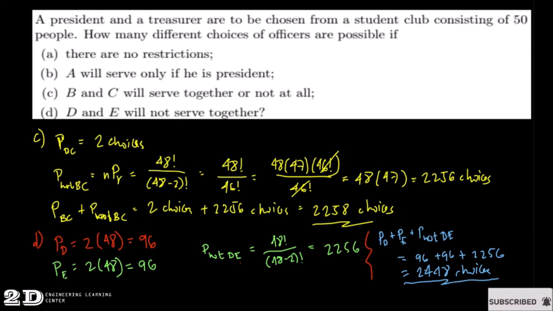So that will be all about permutation of n things taken all at a time, and n things taken r at a time. In the next video, we will have another type of permutation.